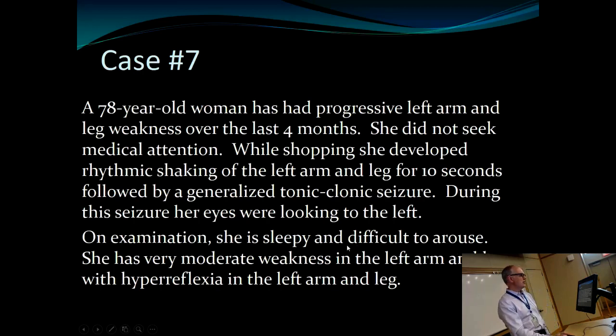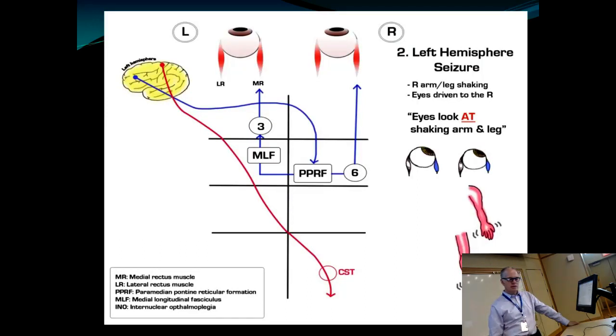Okay, so on exam, she's sleepy, difficult to arouse. Well, again, that could be increased intracranial pressure, but we'll discuss next year that after someone's had a seizure, they're often sleepy and difficult to arouse. So in this case, it could just be because she had a seizure. She has moderate weakness in the left arm and leg with hyperreflexia in the left arm and leg. So in terms of which hemisphere is involved, it's the right hemisphere, right? She's weak on the left side. And so now let's try to explain the seizure.